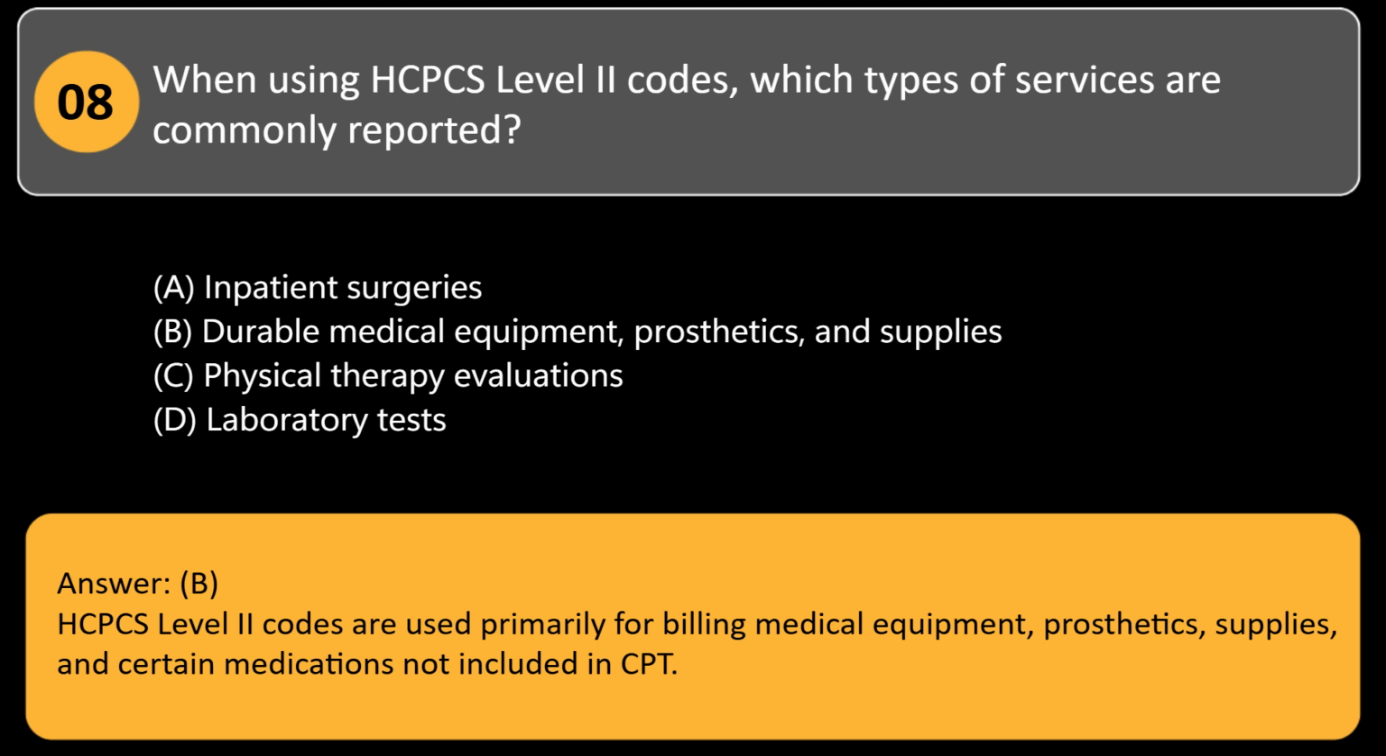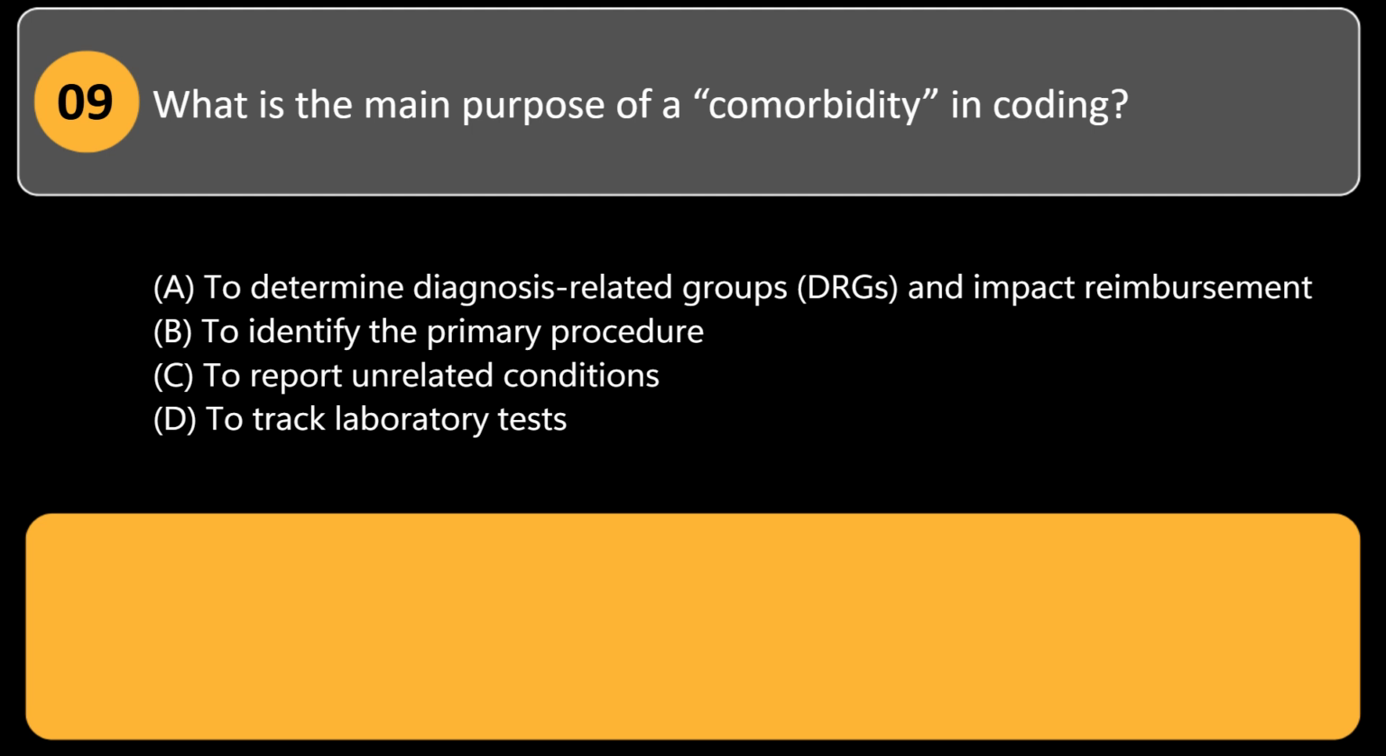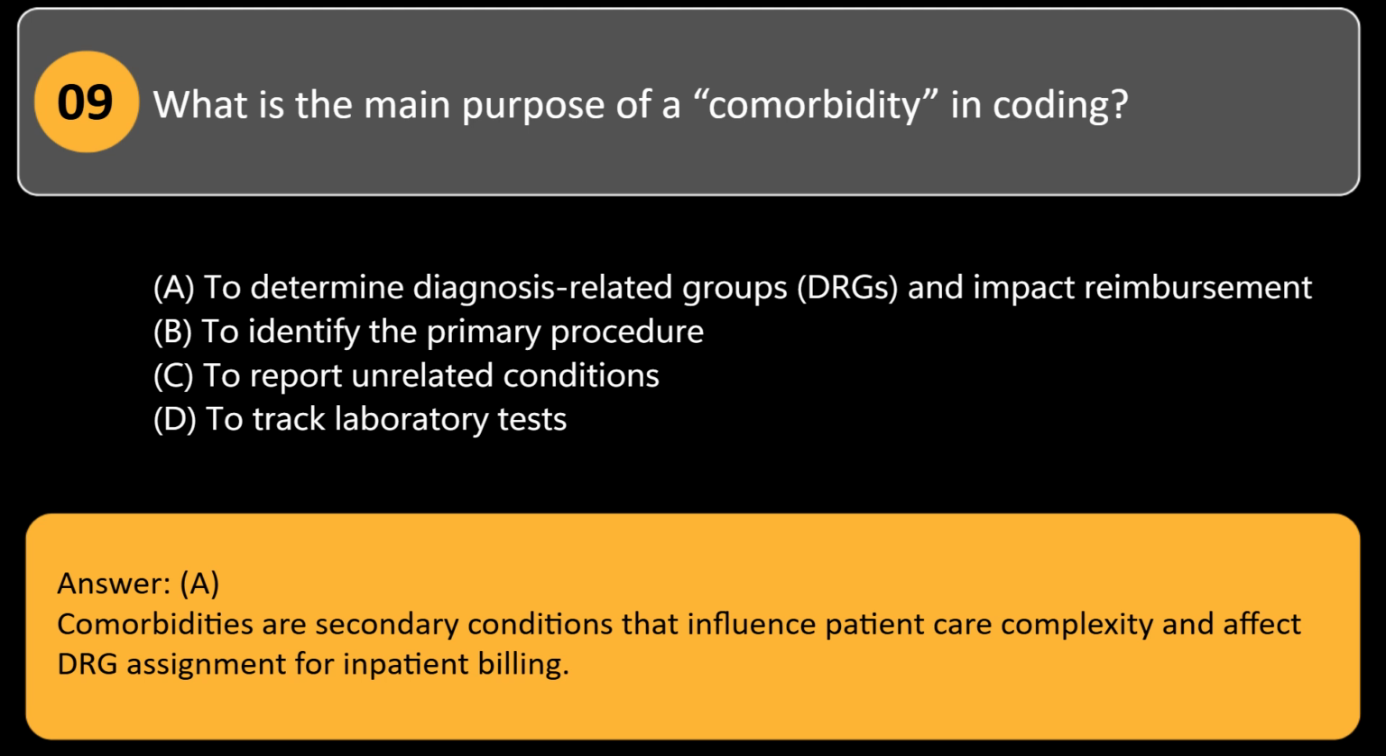What is the main purpose of a comorbidity in coding? A. To determine diagnosis-related groups, DRGs, and impact reimbursement. B. To identify the primary procedure. C. To report unrelated conditions. D. To track laboratory tests. Answer: A. Comorbidities are secondary conditions that influence patient care complexity and affect DRG assignment for inpatient billing.